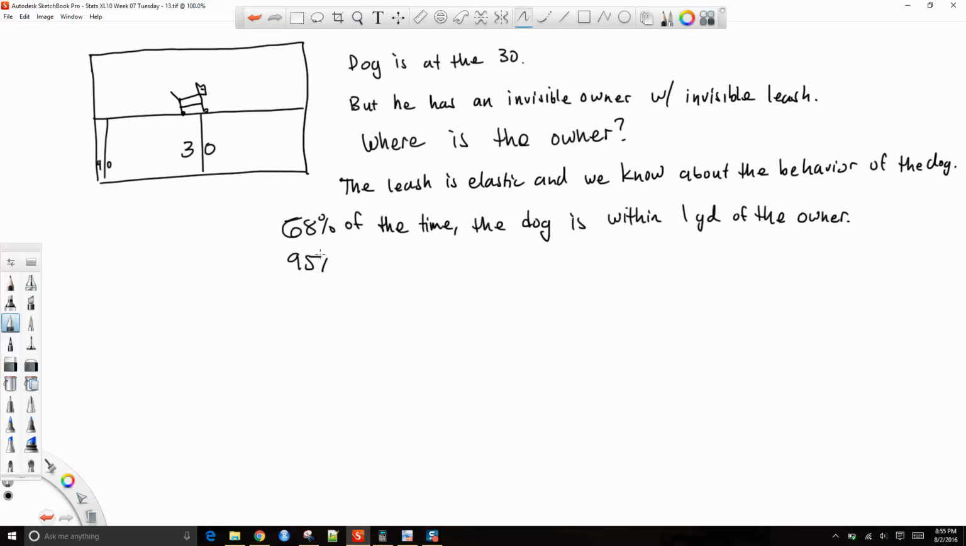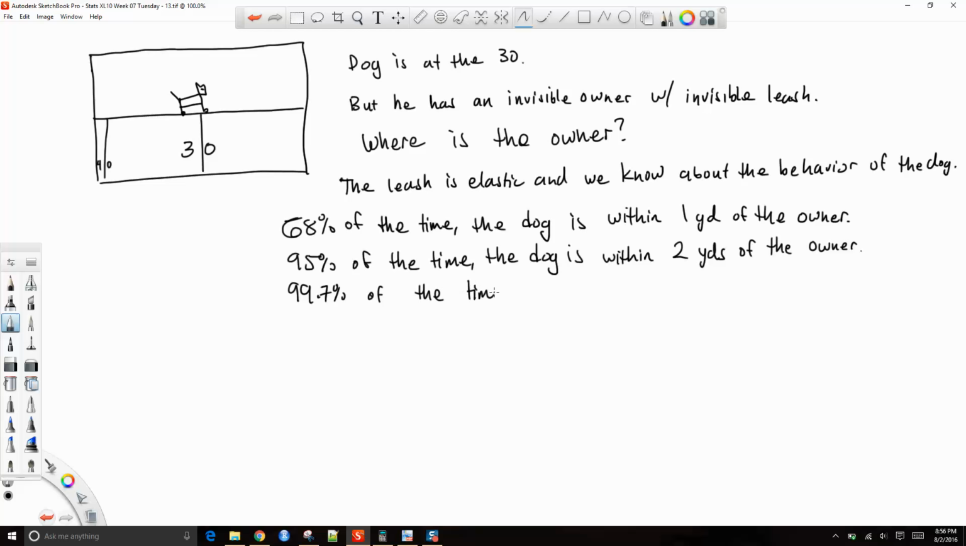And we'll say 95% of the time the dog is within 2 yards of the owner. And 99.7% of the time the dog is within 3 yards of the owner.